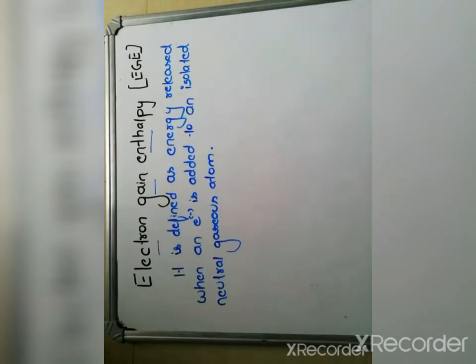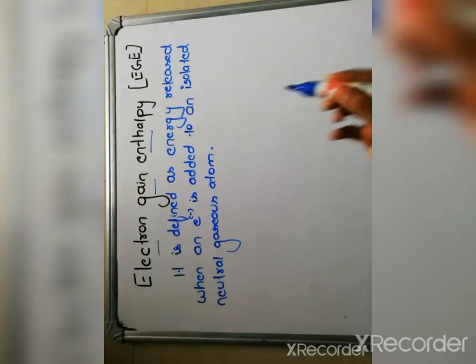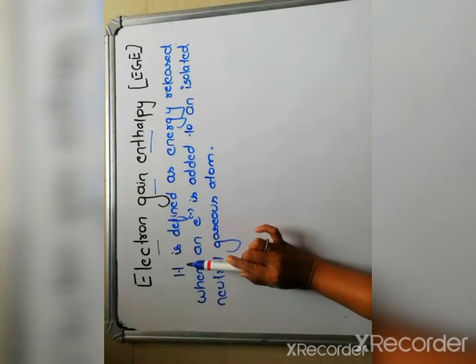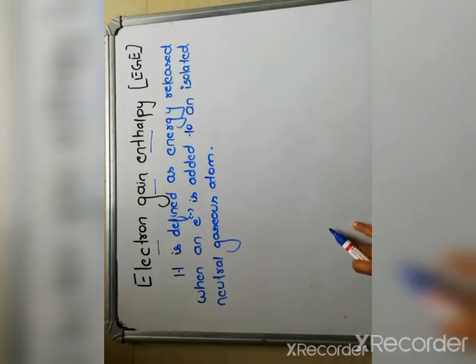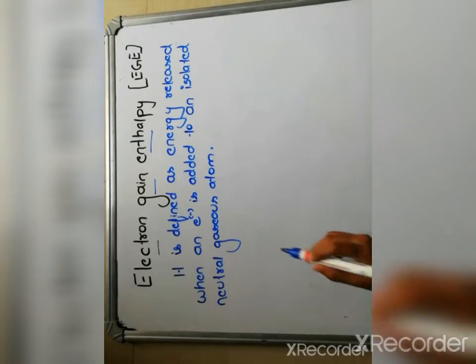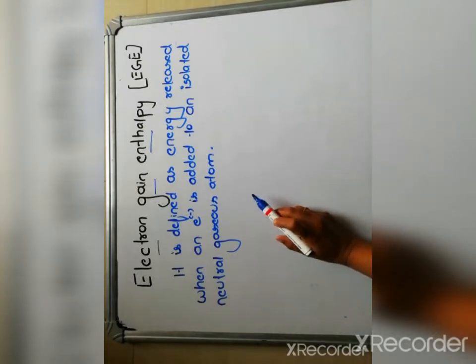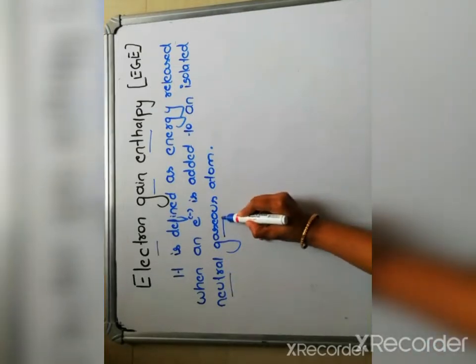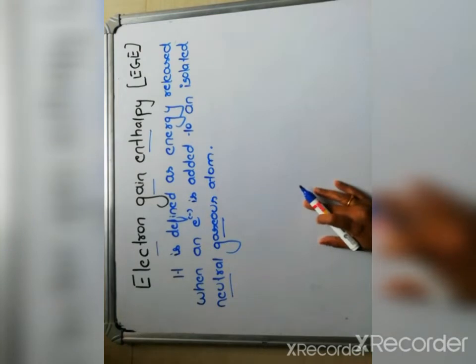One more concept is the electron gain enthalpy. Electron gain enthalpy is denoted by the term EGE. What do you mean by electron gain enthalpy? How are we going to define this term? It is defined as the energy released when an electron is added to an isolated neutral gaseous atom. Isolated means separate, and it should be in the gaseous state.